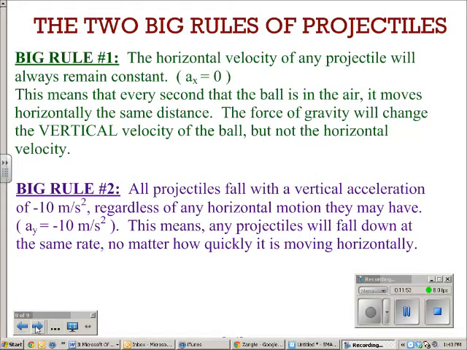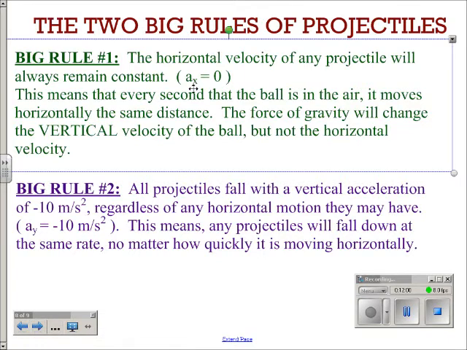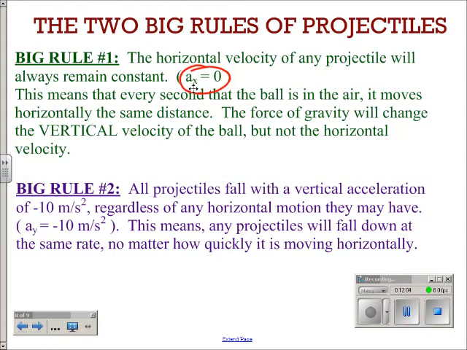So the first rule says this. It says the horizontal velocity of any projectile remains constant. So remember, x means horizontal. This little thing here is just saying there's no acceleration horizontally. The idea is after you throw a football, there's nothing pushing it horizontally anymore, right? So the velocity remains constant. It doesn't speed up after you let go of it. It doesn't slow down after you let go of it. The horizontal velocity stays constant.